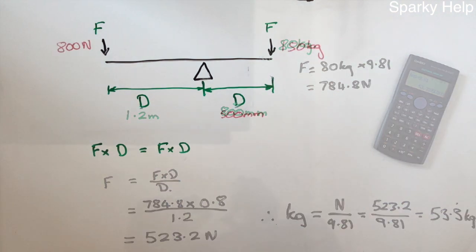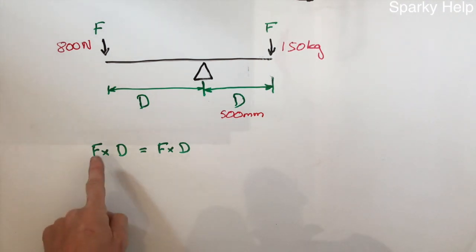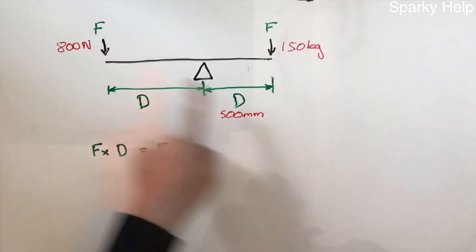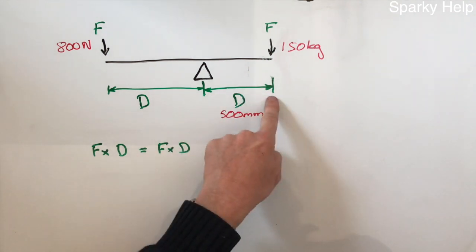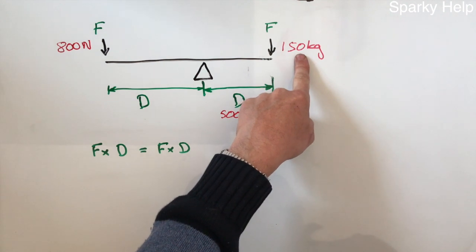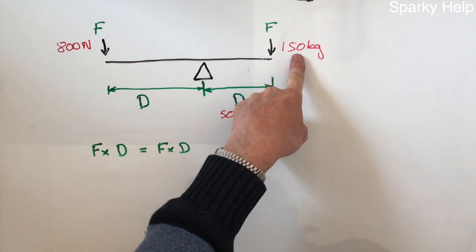kilograms. Okay, so here's another question. Basically the same again. We have force times distance, left hand side, force times distance, right hand side. This time we've got 800 newtons. We have 500 millimetres in distance on this side, so this is unknown. And we have 150 kilograms force on here. So what is the distance that would be required to raise this?